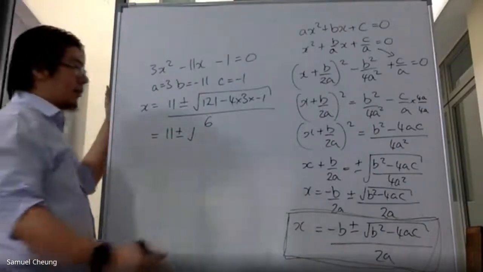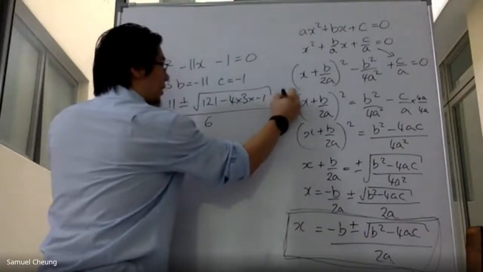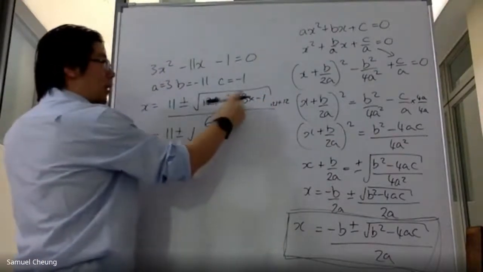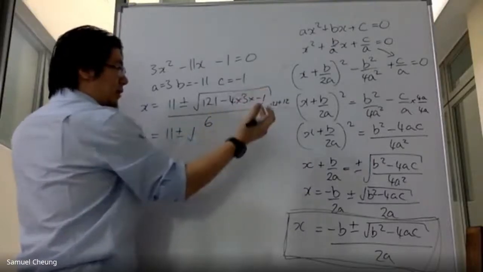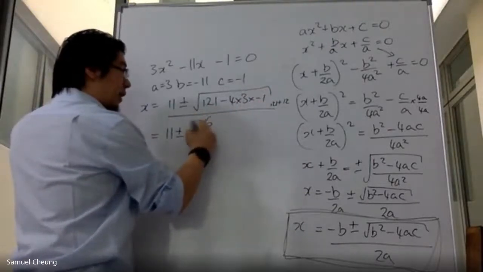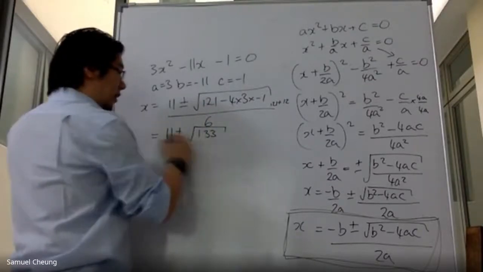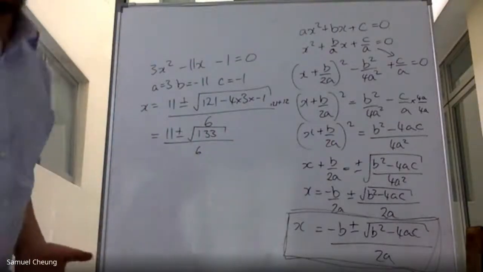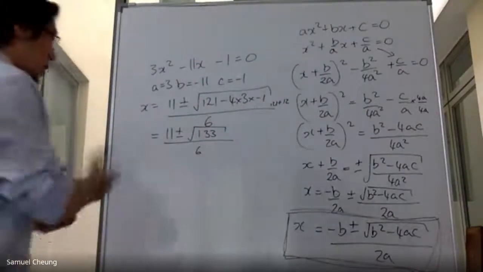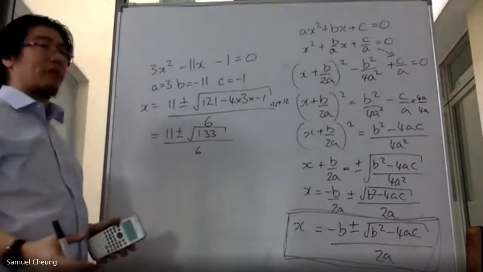Okay, so this is the same as 121 plus 12 here. Remember that you got 4 times 3 is 12, minus times the minus gives you plus. So this gives you 133 here over 6. And that's it. That's all you have to do, because now we can bung this into a calculator. You can't simplify that any further.